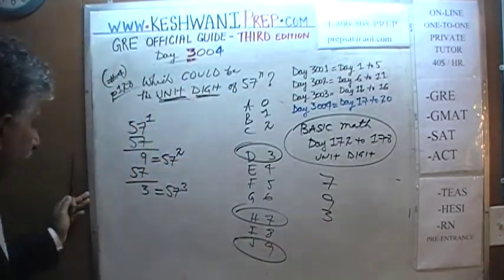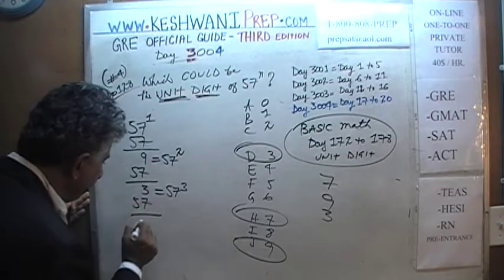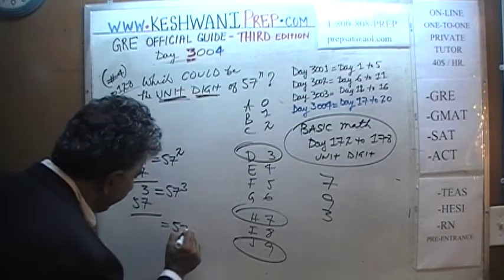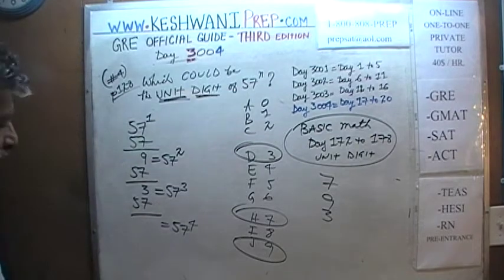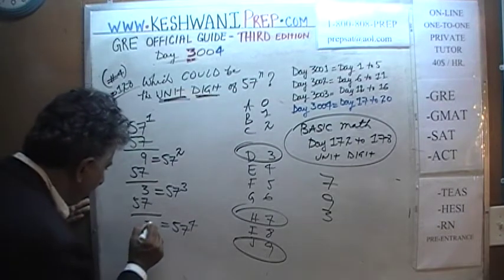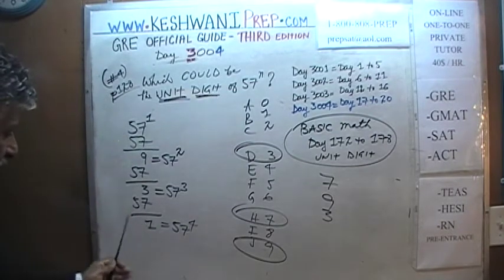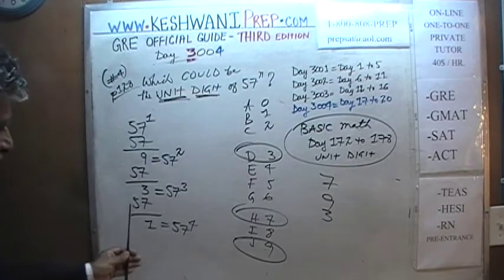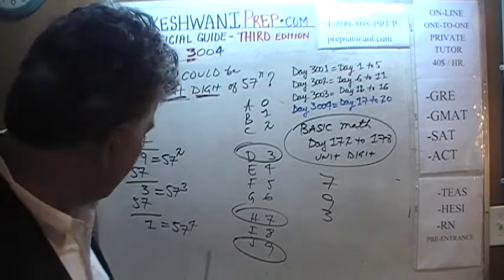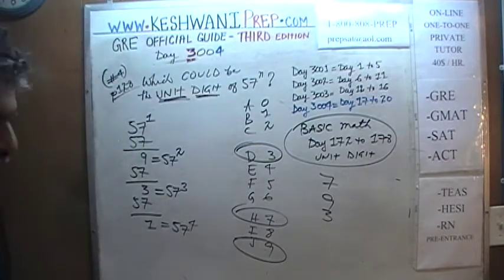Let's multiply one more time by 57. And this quantity will be 57 raised to 4. 3 sevens are 21. 1, carry 2, and we can continue here. There is some quantity, obviously. 57 raised to 4 ends in a 1. That's all we are interested in. We just want to know the unit digit. 57 raised to 4 ends in a 1.